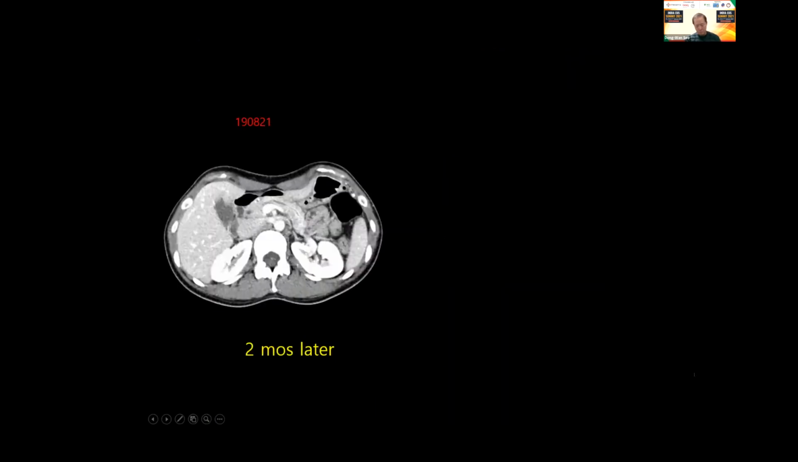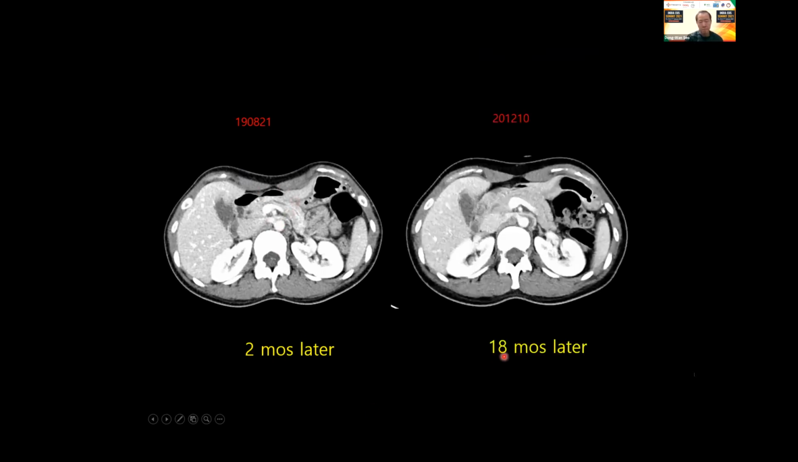This is the CT scan 2 months later. We cannot identify the cystic tumor here. And this is 1.5 years later. Still, we cannot see any cystic tumor in the body, and the dilated MPD shows normal caliber now. So it is a quite successful treatment.